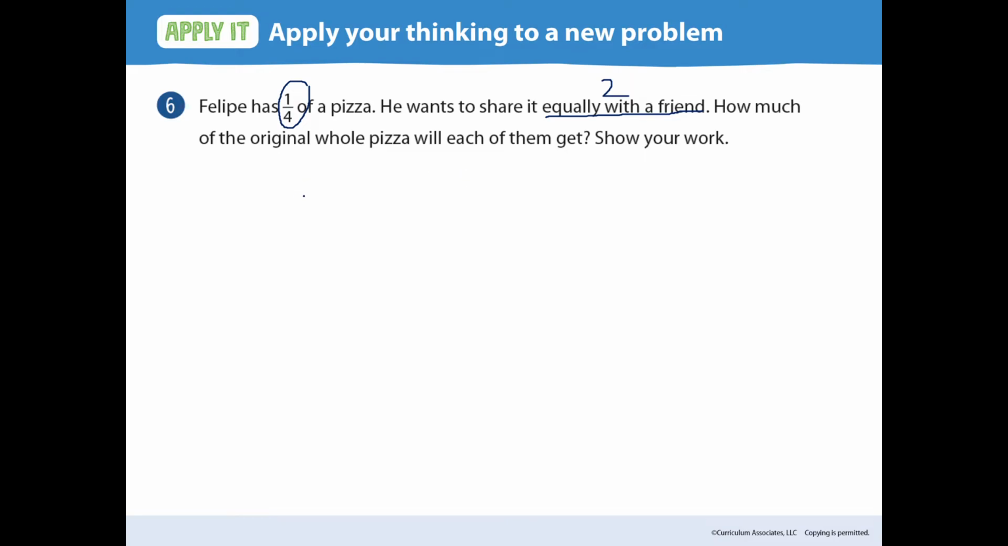So I'm going to do a couple of different things here. I'm going to start by drawing the pizza. And I know that he has 1/4 of a pizza, so I'm going to divide my pizza into fourths. Okay. And it says he wants to share his 1/4 of the pizza. So this is the amount of pizza that he has, this section right here. And he wants to share that 1/4 of a pizza equally with his friend. And since there are 2 of them, we're going to divide that pizza into 2 parts.